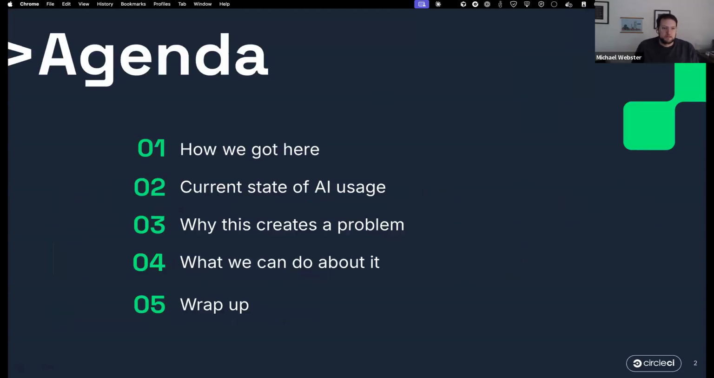Quick overview of what we're going to cover. We'll do a whirlwind tour of how we got to the current state of AI in software development today, what the current state actually looks like, the problems that we see this creating, and then some things that we're finding effective to solve these problems. And then at the end, we'll do a wrap up for Q&A.